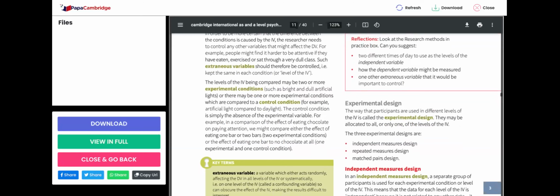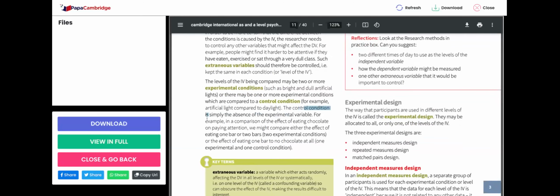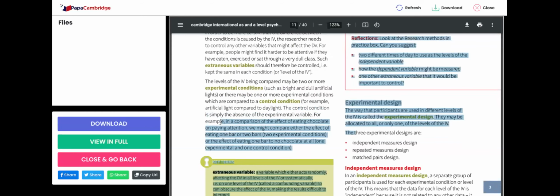So the control condition is simply the absence of the experimental variable. You'll understand it when we read this example. For example, in a comparison of the effect of eating chocolate on paying attention, we might compare either the effect of eating one bar or two bars, which is true experimental condition, or the effect of having no chocolate bars. So, let's say you're checking how much chocolate affects a person's attention levels, so chocolate being an independent variable, because we are going to change the amount of chocolate that we give a person. First we'll give them one bar, then we'll give them two bars, then we'll give them three bars. So each time this is basically becoming an experimental condition.